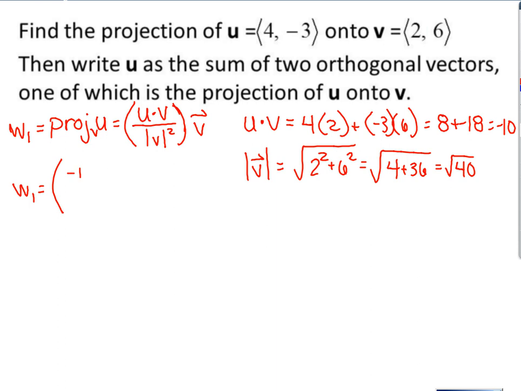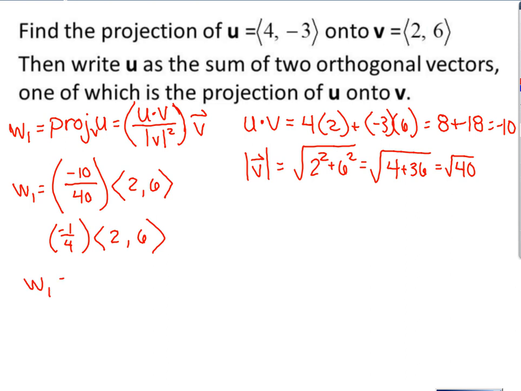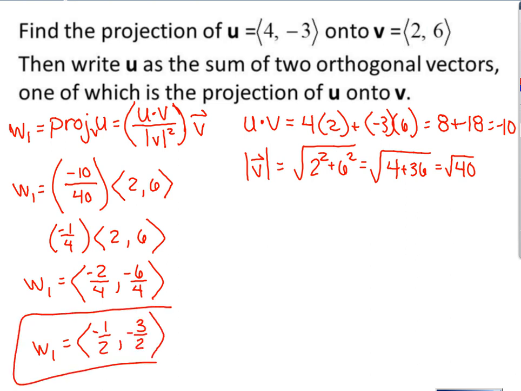So our u dot v was negative 10. The magnitude of v is radical 40, so the magnitude squared is just 40. We multiply that by vector v itself. Now we can simplify this. This will be negative 1 over 4 times vector v. When we multiply, this gives us negative 2 over 4 and negative 6 over 4, or simplified, negative 1/2 and negative 3/2. So that is our projection of u onto v.